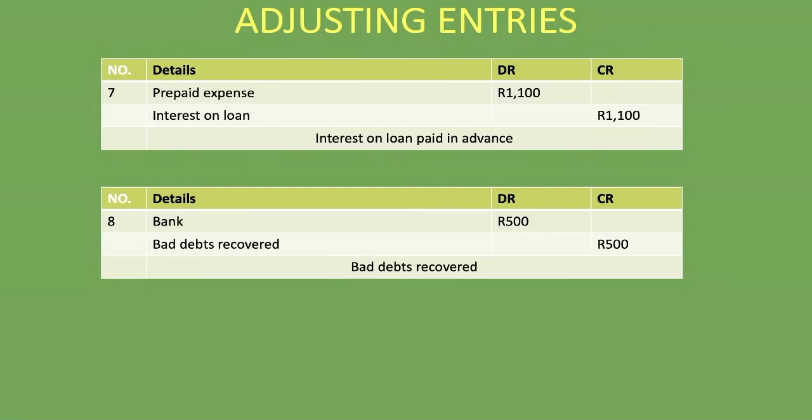And here's how it will look. Bank 500 Rand, bad debts recovered 500 Rand. And the narration there is bad debts recovered. So that was an easy one to do. Let's go back and do the next one.